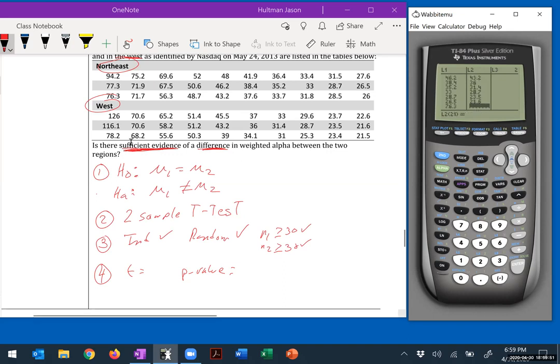Okay, last row, 78.2, 68.2, 55.6, 50.3, 39, 34.1, 31, 25.3, and 23.4, and 21, or sorry, 21.5. Okay, and hopefully they match up. They do. I got 30 of each in there.